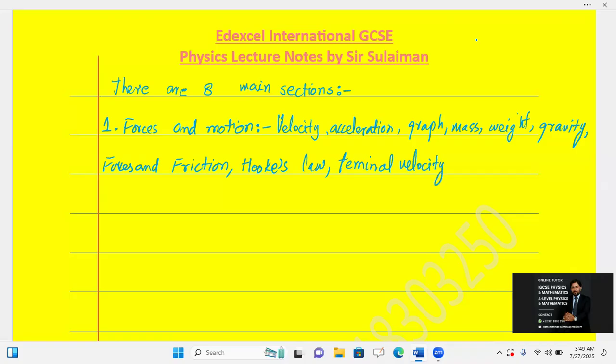So this is related to our section 1, and it will also have the main topic of momentum and collision, and turning effect of force and principle of moments will also be taken into account in section 1. Moving towards section 2, it states about electricity.